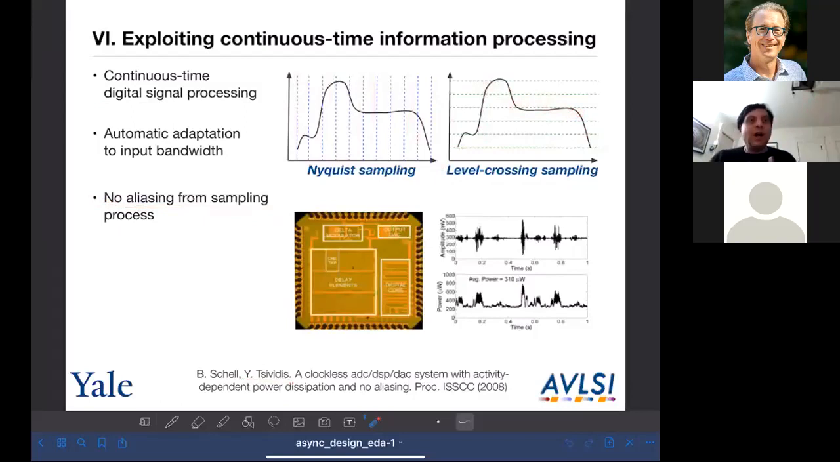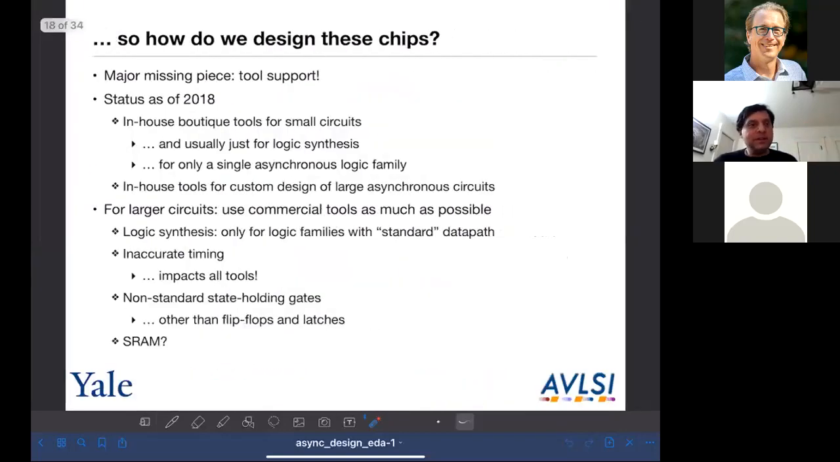So I hope I've given you a number of reasons why asynchronous design is interesting, and a number of examples where people look at asynchronous design for a variety of reasons. So you can say, okay, that's great. You've convinced me I want to design an asynchronous chip for a specific project. So how do I go about doing this?